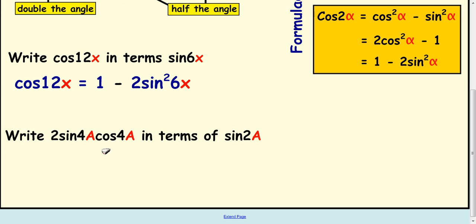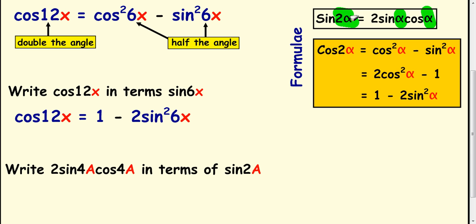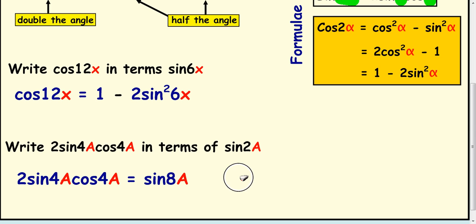And finally, we can reverse the process. This one looks like the top. We've got 2 sine 4a cos 4a, and we've got to write it in terms of a single sine. So what's happened is we've got a 4 here in front of these parts, so that means that must be an 8 here. So that would be sine of 8a.